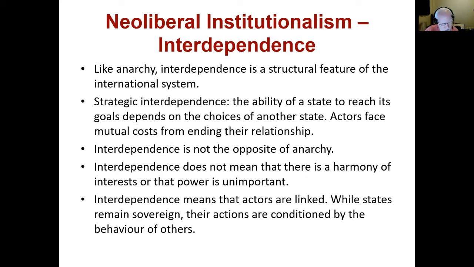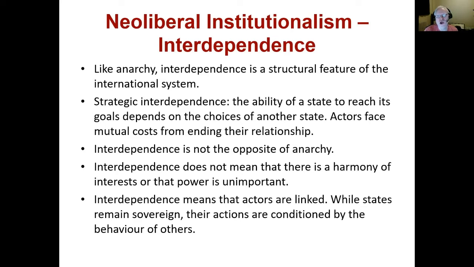Interdependence means that actors are linked. While states remain sovereign, their actions are conditioned by the behavior of others. So at the end of the day, each state still has control over what it's going to do. Canada's still sovereign; Canada gets to decide what policy Canada's going to enact. The US is sovereign; the US gets to decide what policies it's going to enact. Mexico is sovereign; Mexico gets to decide what policies Mexico is going to enact.